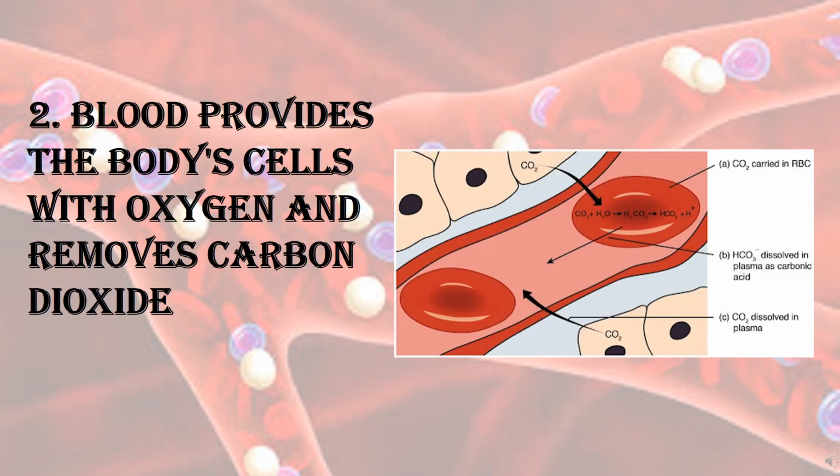2. Blood provides the body cells with oxygen and removes carbon dioxide. Blood absorbs oxygen from air in the lungs. It transports the oxygen to cells throughout the body, and it removes waste carbon dioxide from the cells. In the lungs, the carbon dioxide moves from the blood to the air and is exhaled.